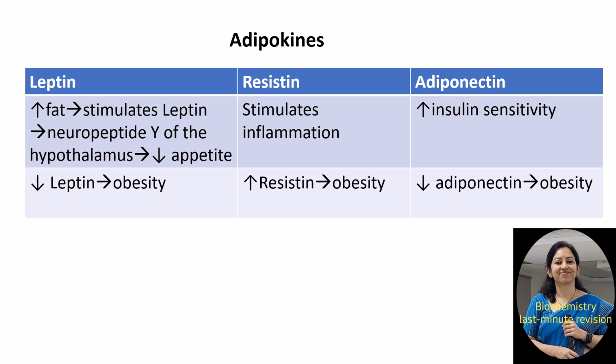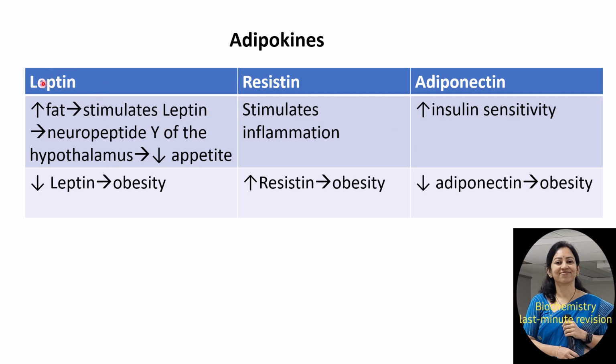Now this adipose tissue secretes adipokines. The adipocytokines are also called adipokines. There are three in number: leptin, resistin and adiponectin. They have different roles in our body.